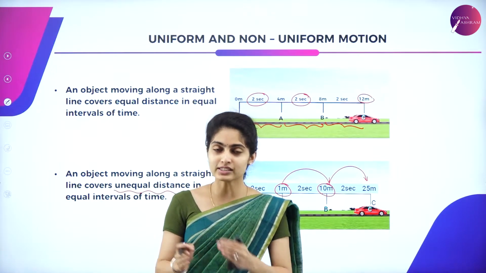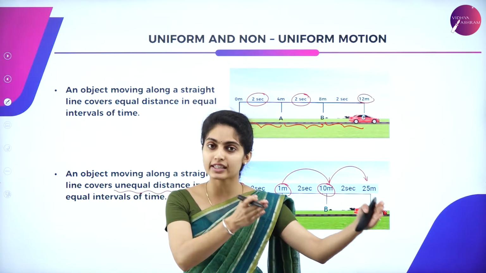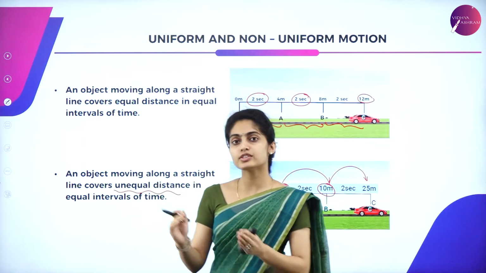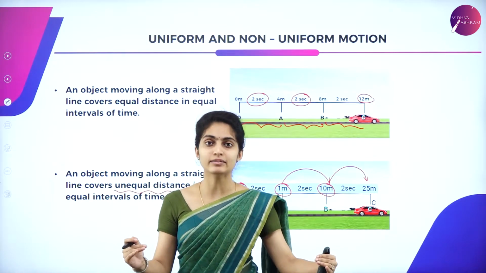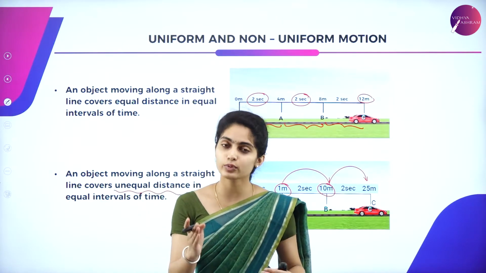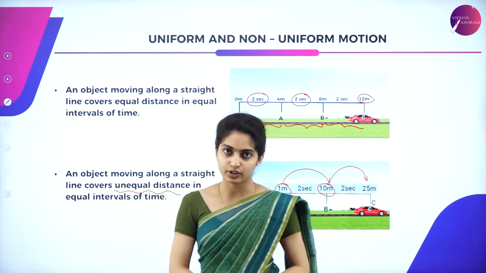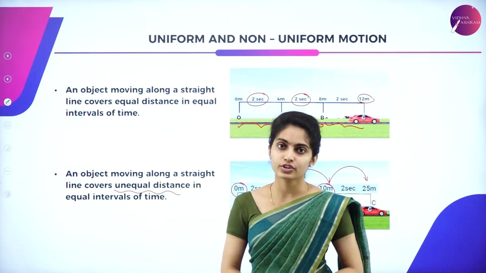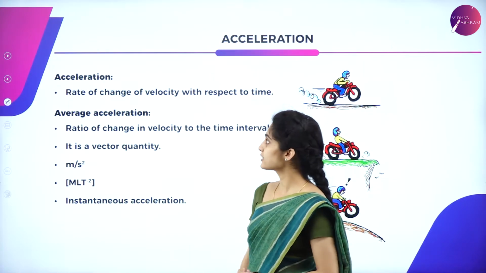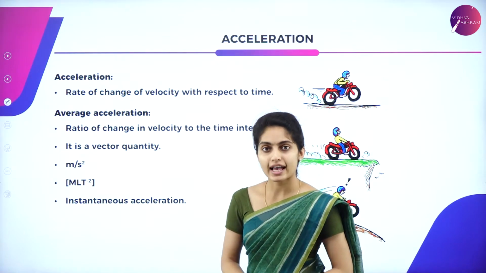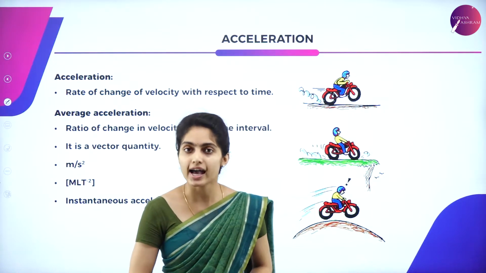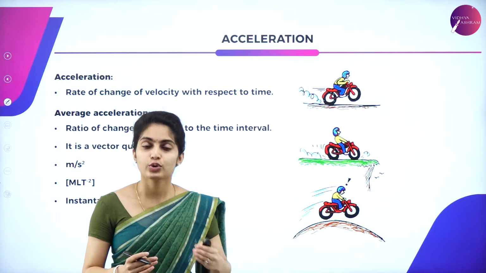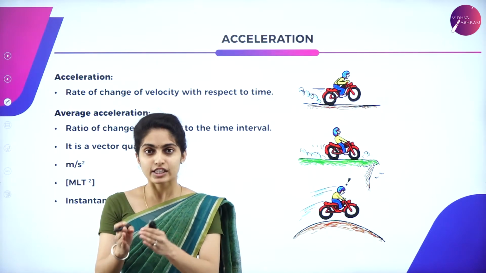So uniform motion is sweeping equal distance in equal interval of time, and non-uniform motion is when an object moving in a straight line sweeps unequal distance in equal interval of time. That is all about uniform motion as well as non-uniform motion. In the next slide we have acceleration. So what is this acceleration? When you start moving, what do you say? You have got a velocity, that is change in position.